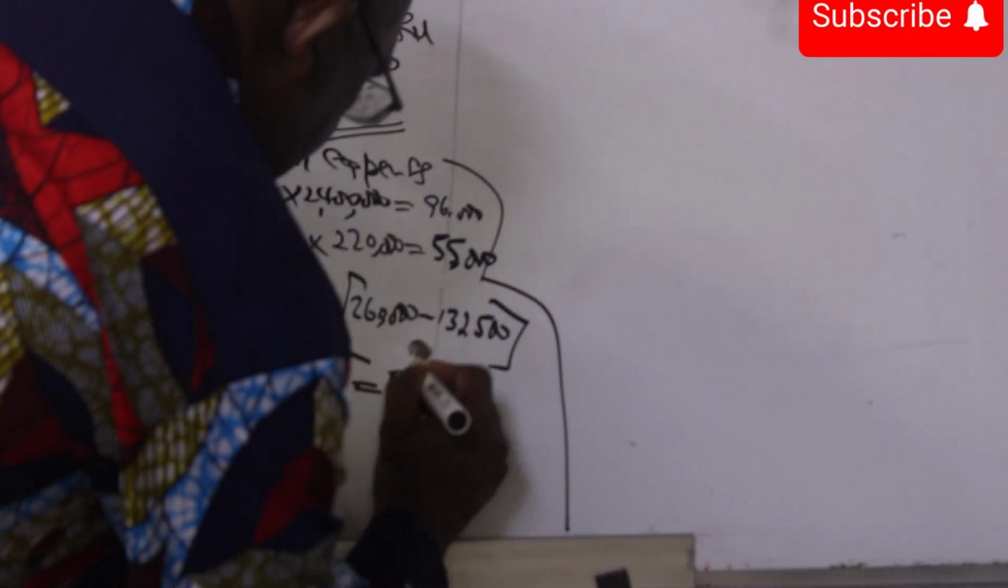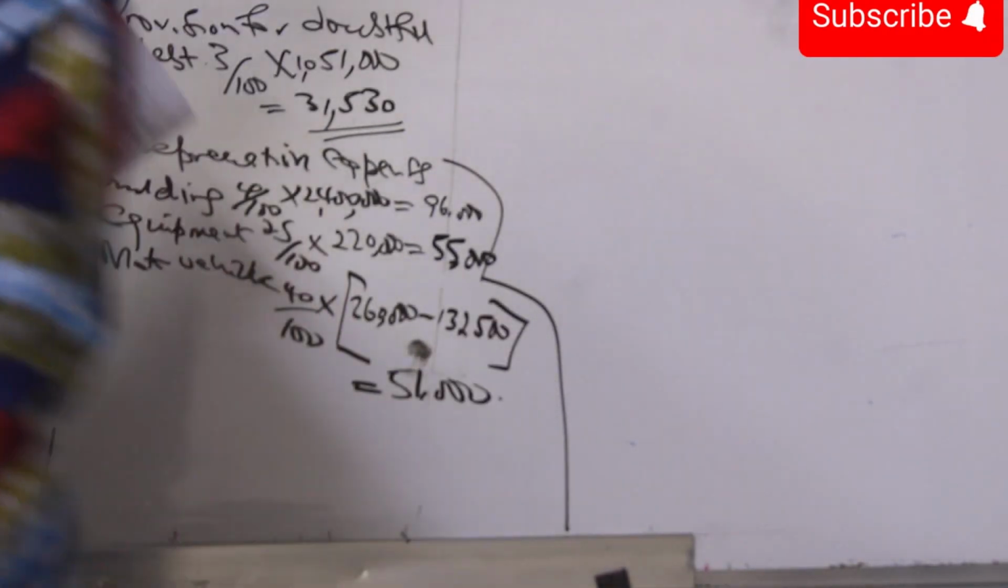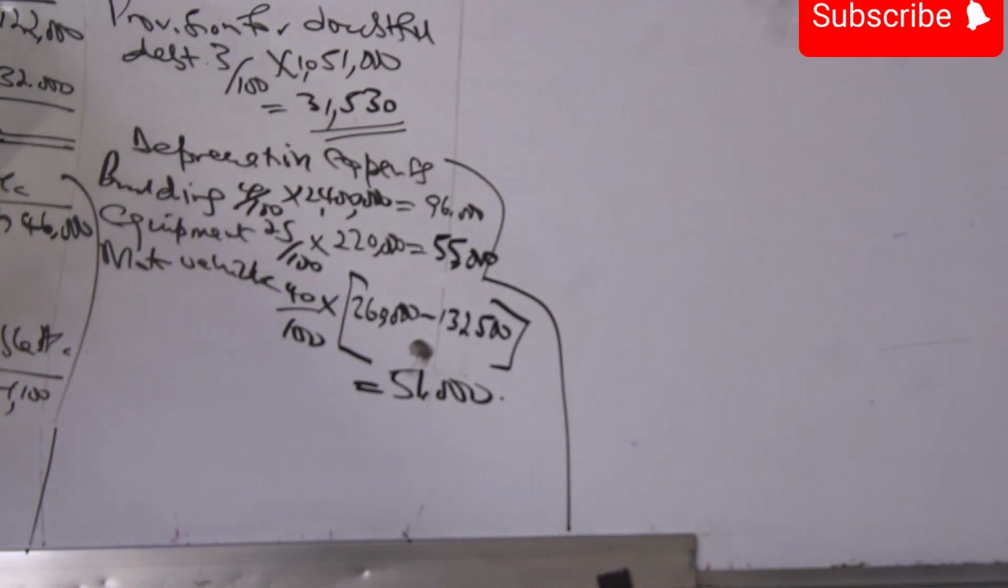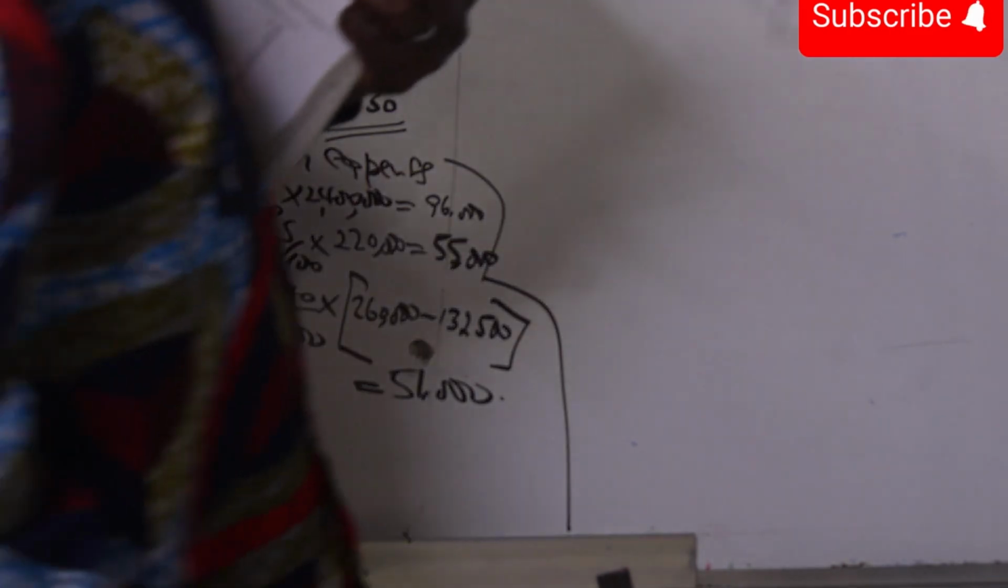That becomes the depreciation expense for motor vehicles. We are told there are no additions or disposals of non-current assets during the financial year. Then you're supposed to prepare the income statement, the statement of financial position, and then explain a few things here and there. So let's do the income statement.